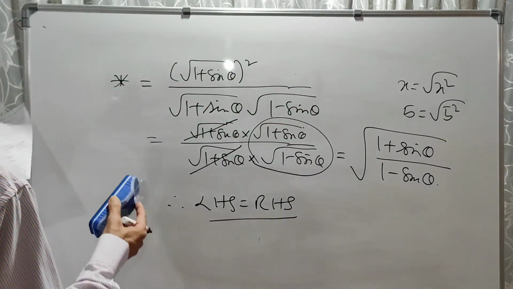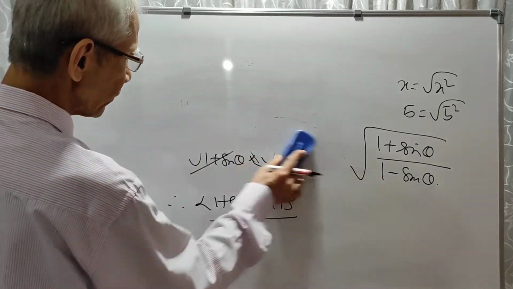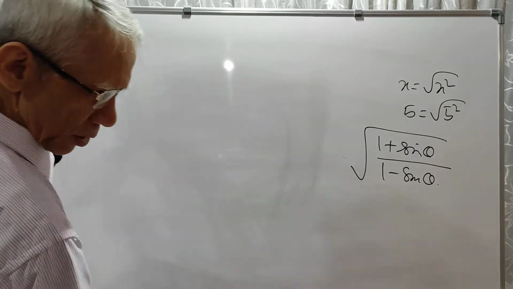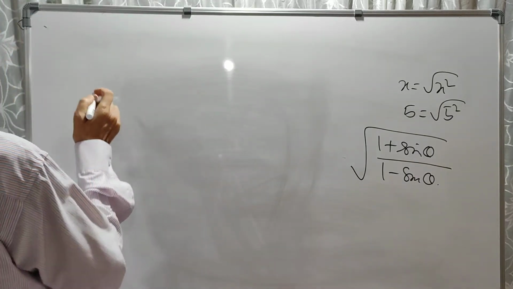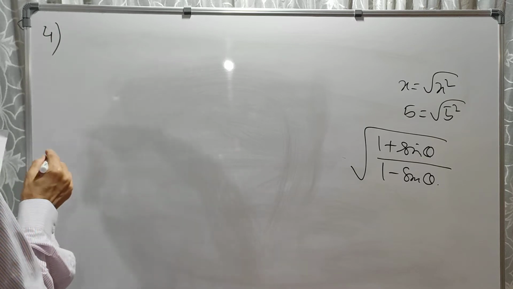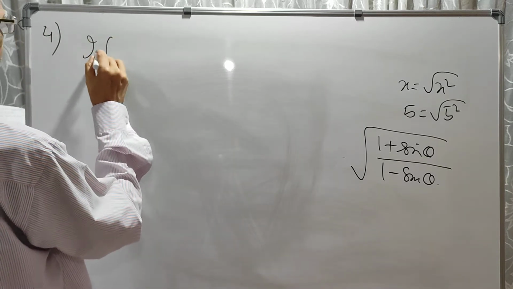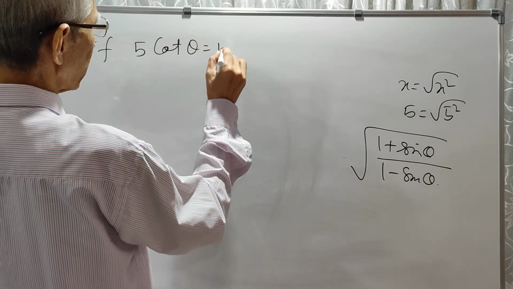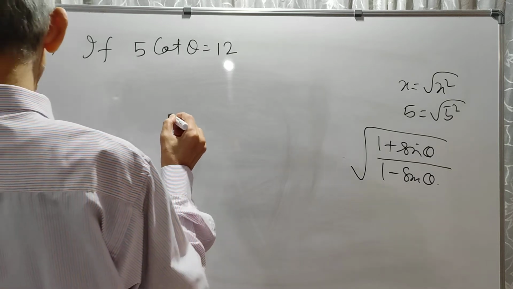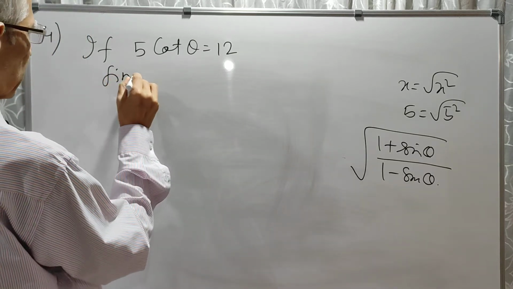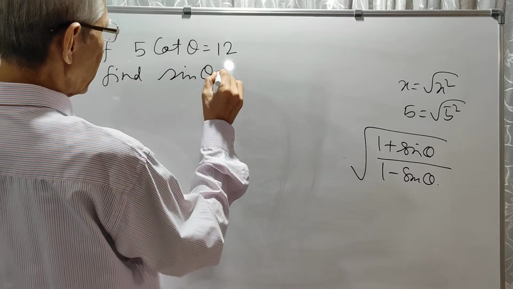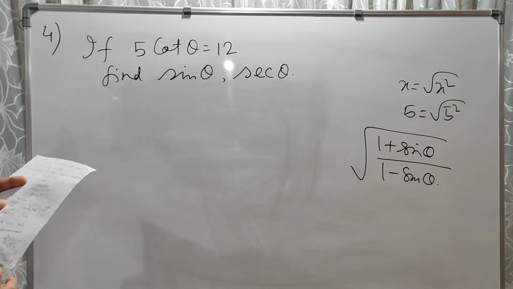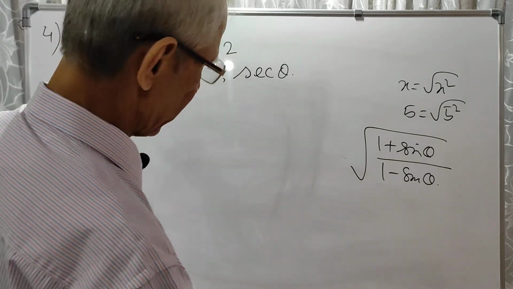Okay, so next again a trigonometric question. Okay, next also one trigonometry question. So this is number 4. Number 4, let us see. So if 5 cot theta equal to 12, find sin theta and sec theta. So that is a question. So 5 cot theta equal to 12, find sin theta and sec theta.